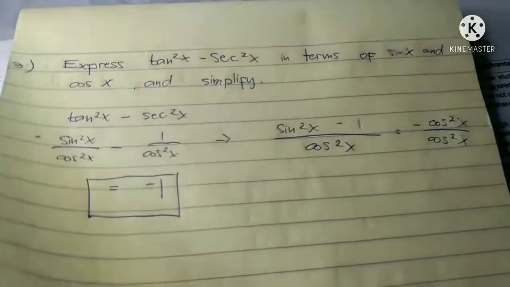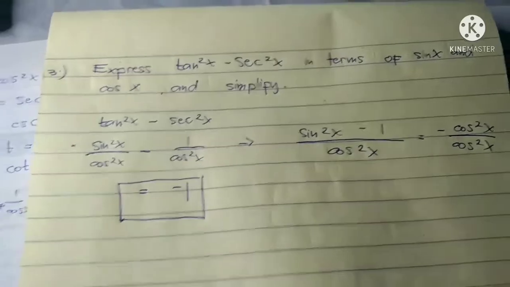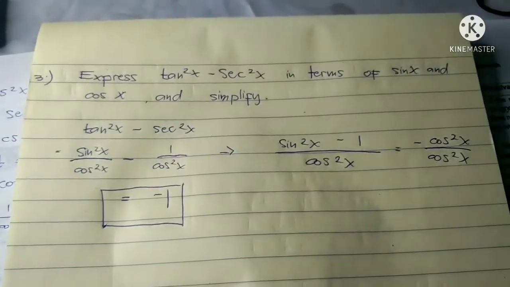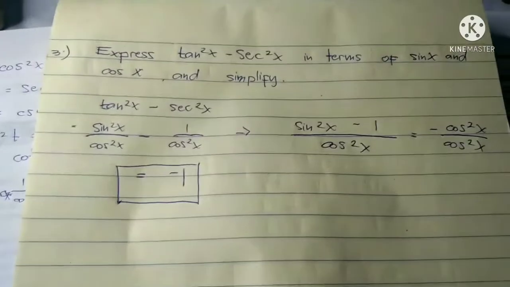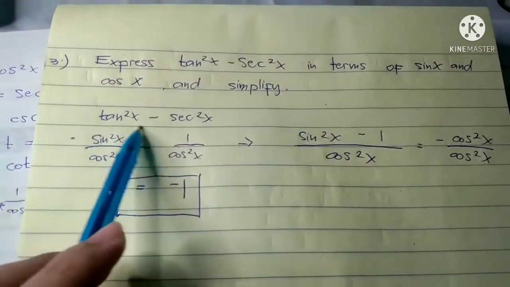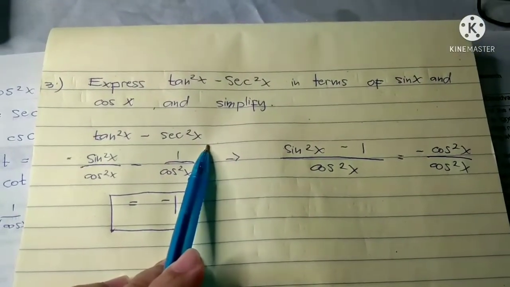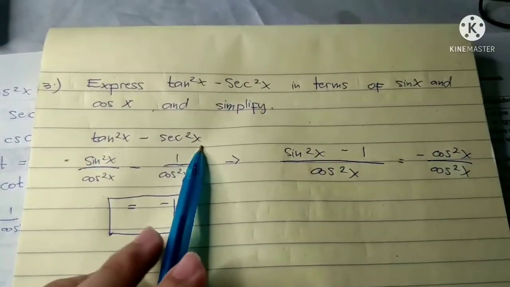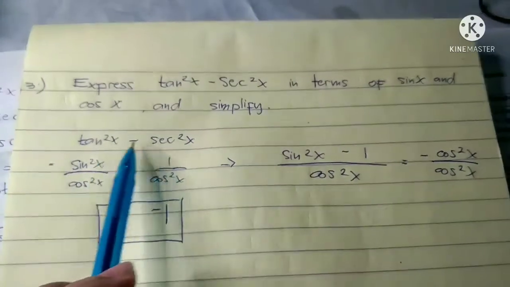Now for our number 3, we have here, express tangent squared x minus secant squared x in terms of sine x and cosine x, and simplify. So we have here our tangent squared x minus secant squared x. So first we need to put this in sine x and cosine x.